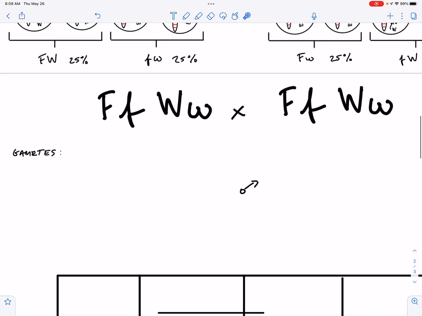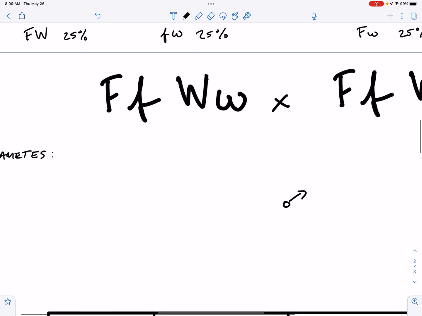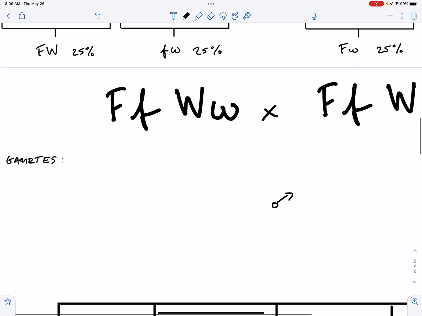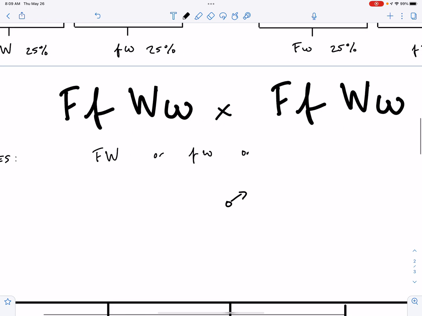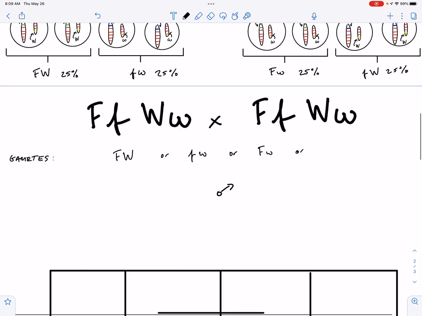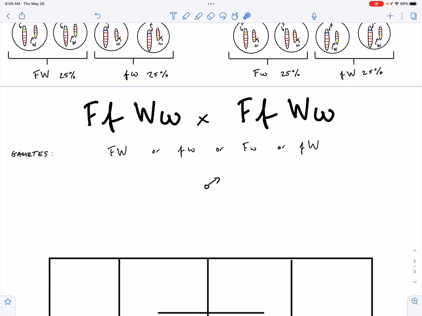Okay, so if we take two people who are heterozygous for both genes, we know that the gametes that they can produce are the ones that we just said above. They both can produce capital F, capital W, or little f, little w, or capital F, little w, or little f, capital W. And that's true for both of them.